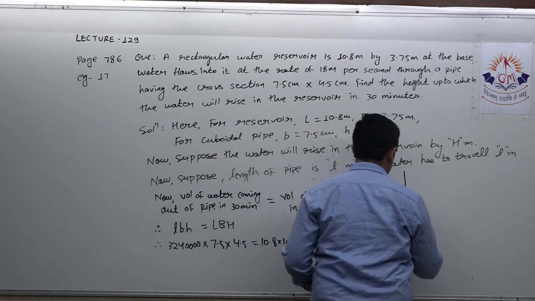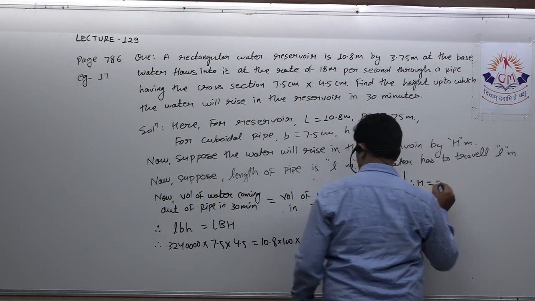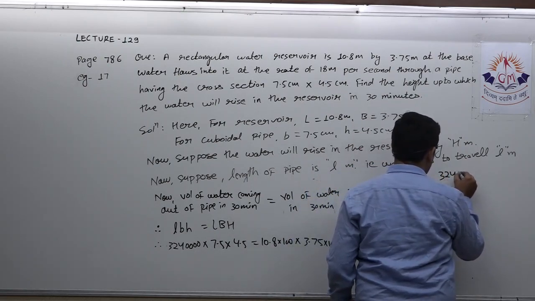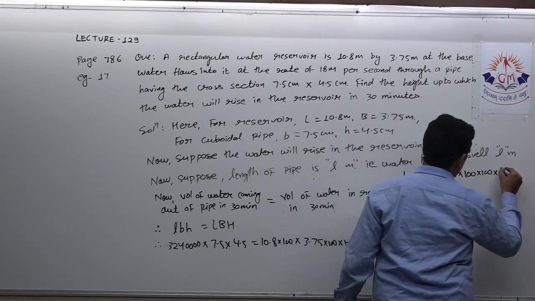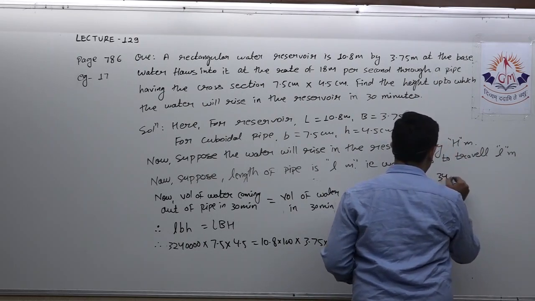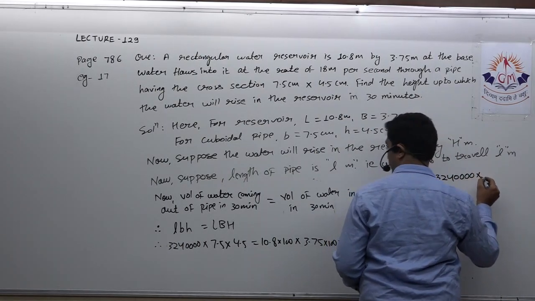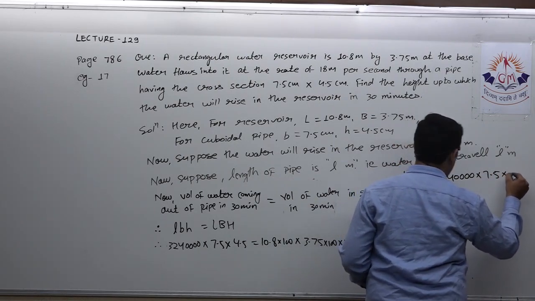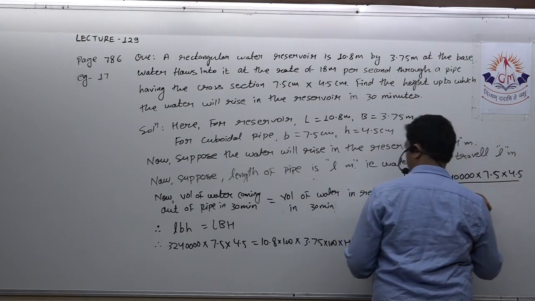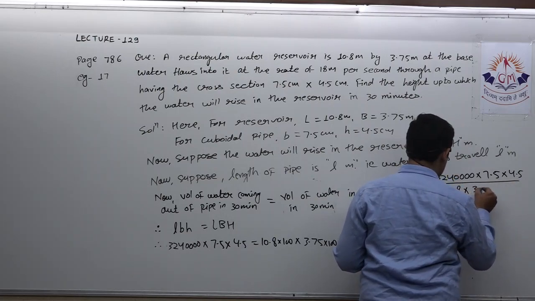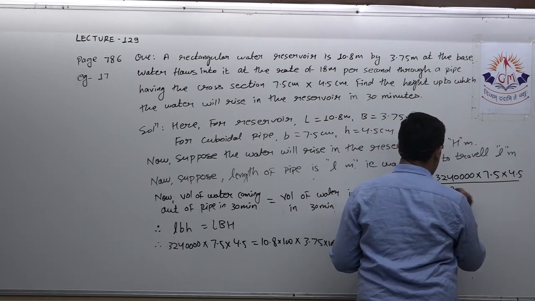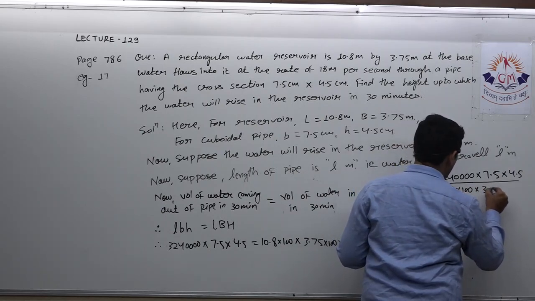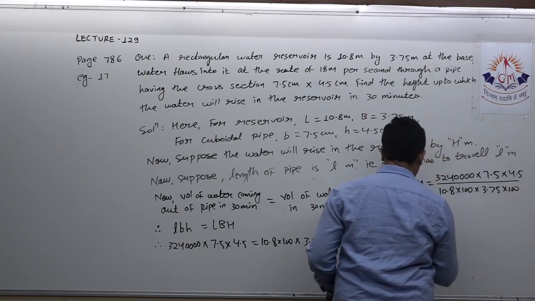So here I can write, therefore capital H is equal to 324 into 100 into 100 into 100 into 100 into 7.5, or 32400 simply, 3240000 into 7.5 multiplied by 4.5 divided by 10.8 multiplied by 3.75, 10.8 into 100 multiplied by 3.75 multiplied by 100. Simply when you solve this you will get the answer.